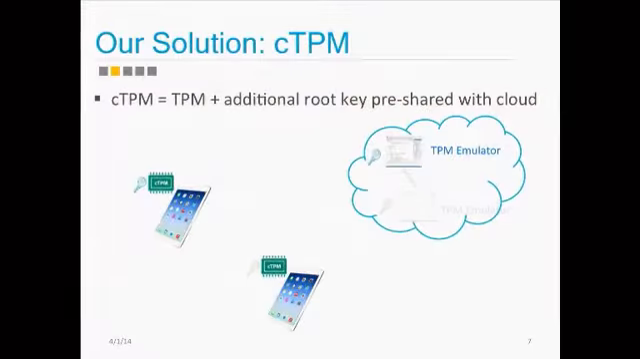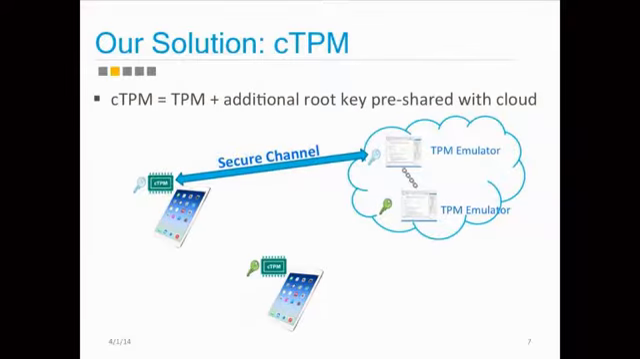Let's assume two cTPMs running on two mobile devices and belonging to the same user. And the cloud provides two TPM emulators as a cloud service for the user. These two TPM emulators are bound to the same user, and each cTPM will share root keys with one of the TPM emulators. With the root keys shared between the cTPM and TPM emulators, we can then establish a secure communication channel between each pair of cTPM and TPM emulators.